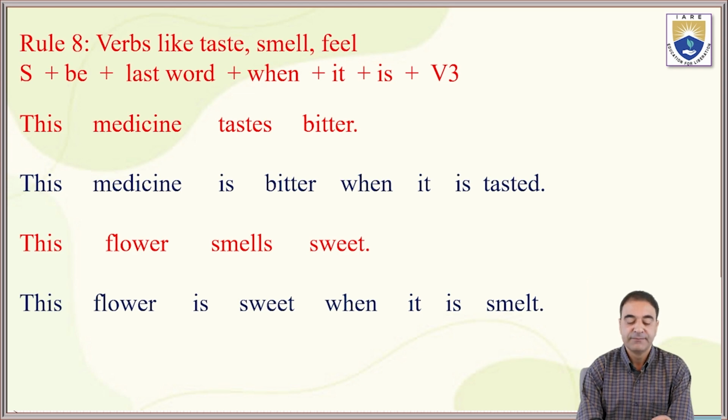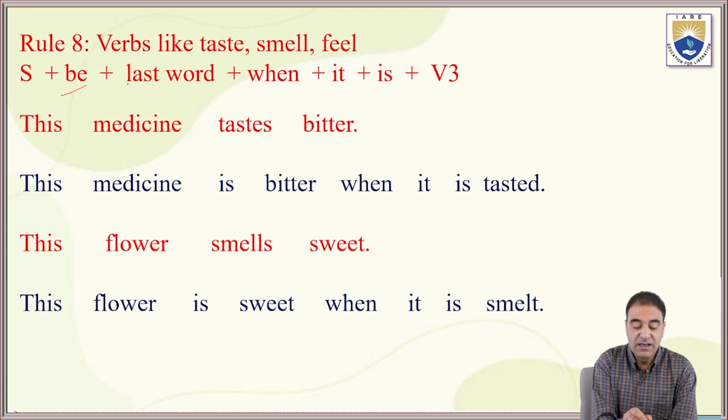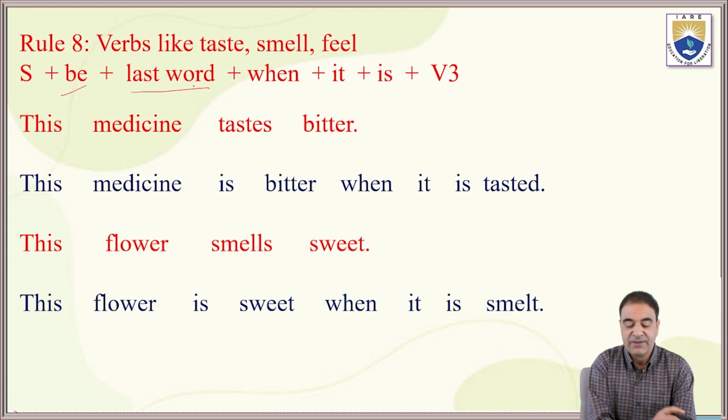Now the next one. If there are verbs like taste, smell, feel, how do we change these sentences? Remember, we write subject plus be form of verb plus the last word of the sentence, and then when, and then we introduce another subject, it, followed by again is, and then verb in third form.